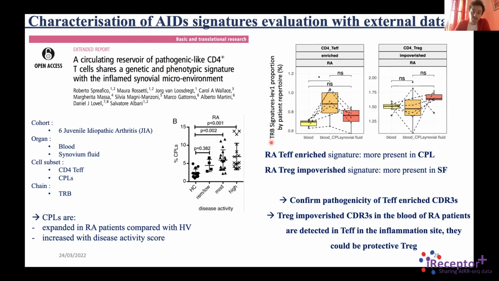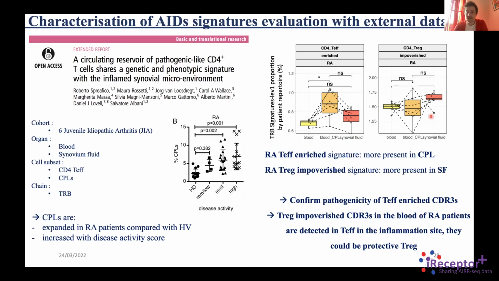So here we observe the proportion of our signature, the proportion by patient. So for the blood in yellow, for the circulating pathogenic lymphocyte in orange, and in red for the synovial fluid. And we observe first that our enriched TF signature is significantly enriched in the circulating pathogenic lymphocyte compared to the blood. And this confirms the pathogenicity of our enriched TF-CD3 that composes our signature.